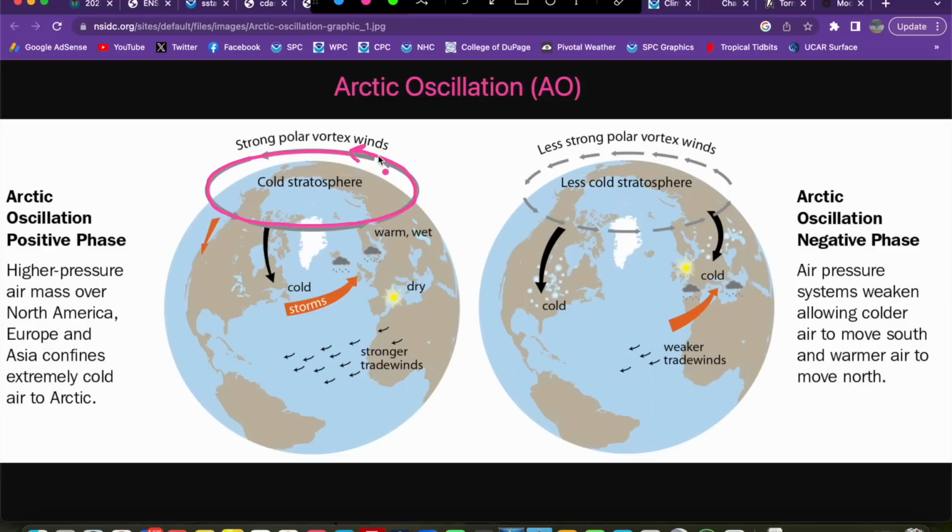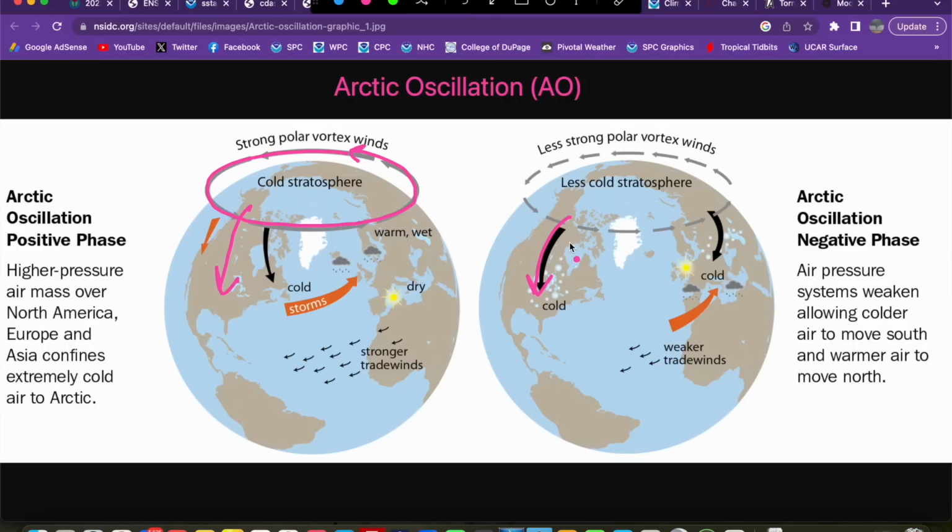During the positive phase of the Arctic Oscillation, which you see on the left here, those winds are stronger and thus keep cold air confined up here in the Arctic, meaning less cold air intrusions down into the U.S. Whereas in the negative phase, these winds tend to weaken, which you see here on the right, allowing for cold air to seep much farther south into the U.S.